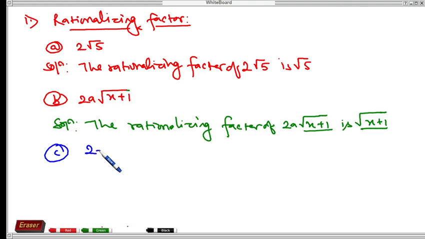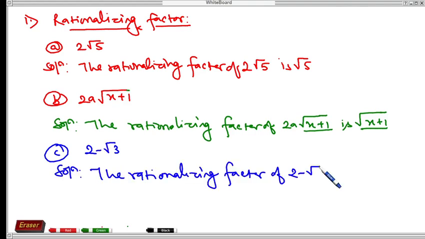2 minus root 3 is given. So in this case, the rationalizing factor of 2 minus root 3 is, oh, now it is interesting. In 2 minus root 3, of these two terms, one is a rational number. Shall we multiply only by root 3, sir, to obtain this result? But no. It is in the form of x minus root y, or like root x minus root y form.